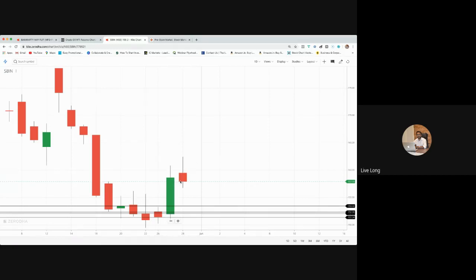Today even when the index is positive, SBI is performing downside. So what if the index is going to be negative tomorrow? It'll perform lower, definitely. If the index is once again negative tomorrow, there is a good chance that the stock can fall down further, right?